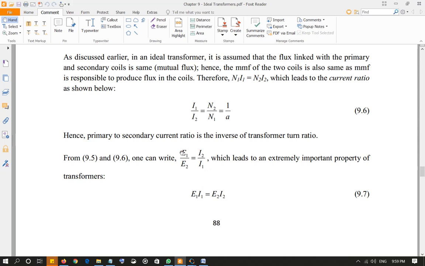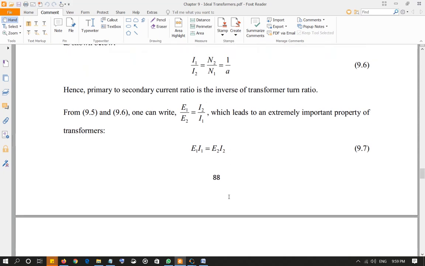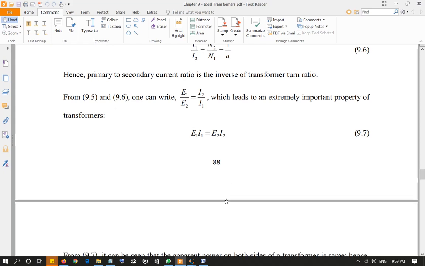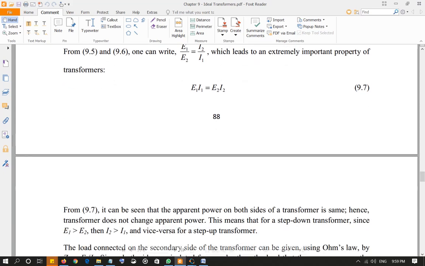If we cross multiply, E1 times I1 and E2 times I2, that means E1 I1, the apparent power on the primary side, is equal to the apparent power on the secondary side. And this is an extremely important property of a transformer: they do not change the apparent power transfer from the primary to the secondary side.